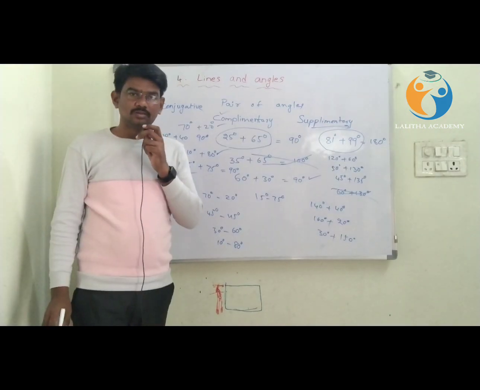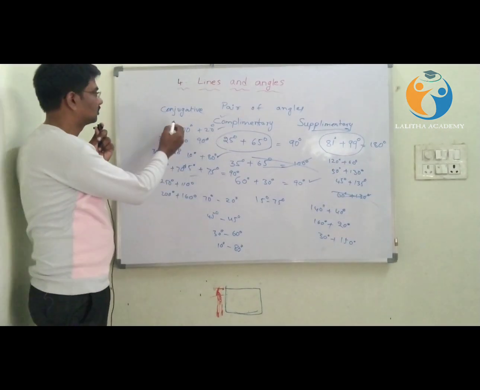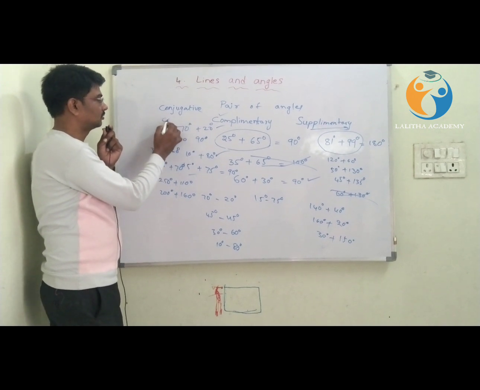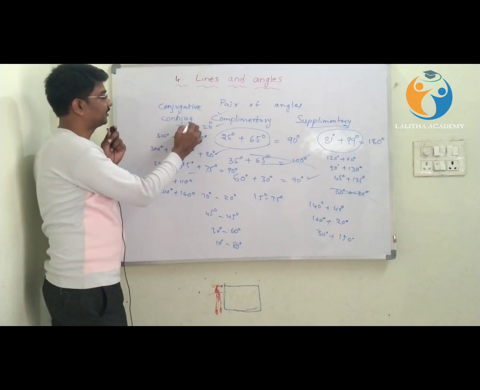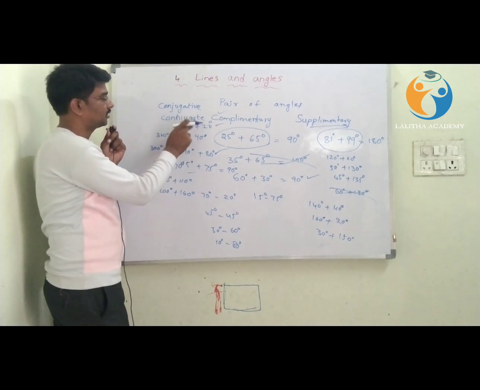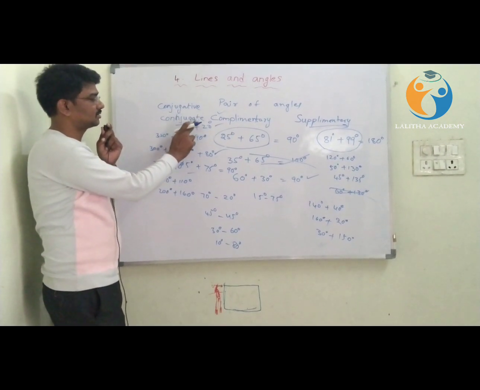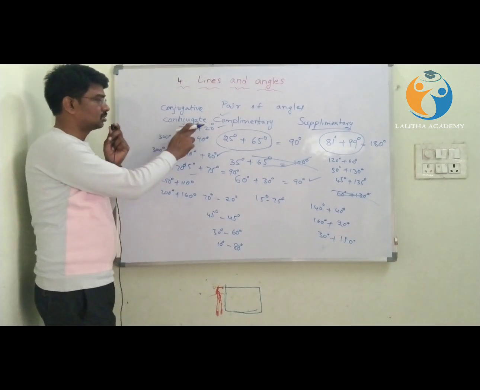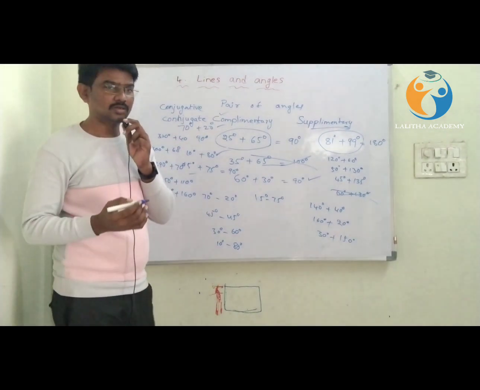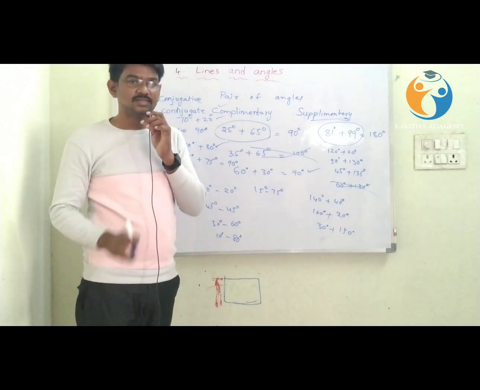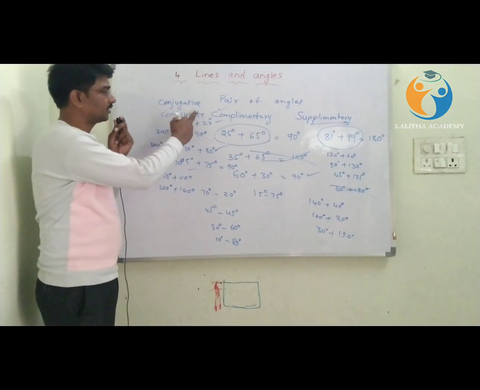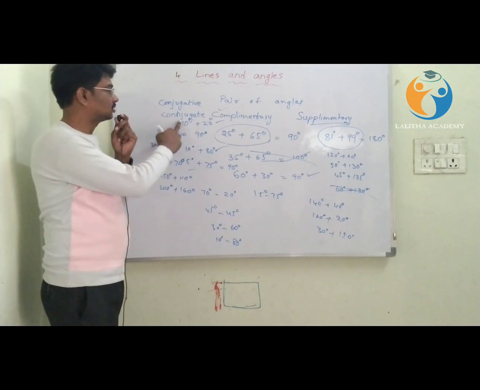There is a small correction. This is not conjugative. This is conjugate, spelled C-O-N-J-U-G-A-T-E, instead of T-I-V-E, just T-E. Conjugate angles are those whose sum is 360 degrees. Okay, now? Conjugate angles.